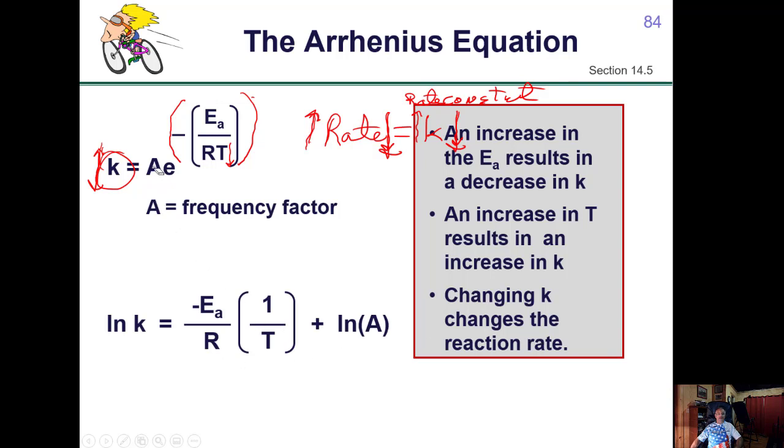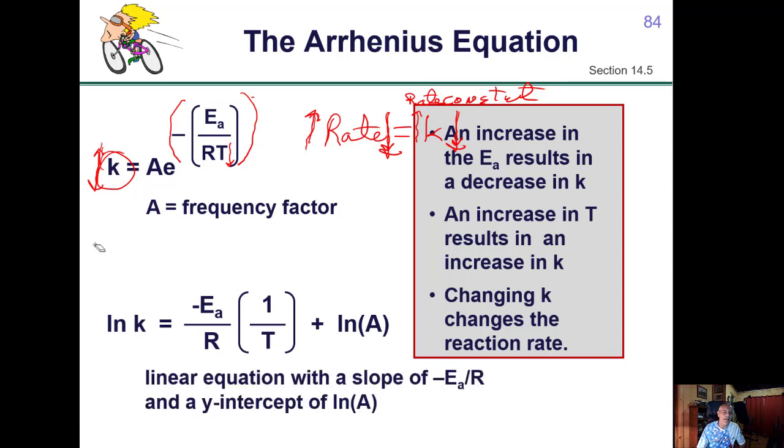So if I want to get rid of the antilog, I simply take the natural log of both sides of this equation. That's going to give me this version of the Arrhenius equation. And I'm betting you can figure out what's coming next.